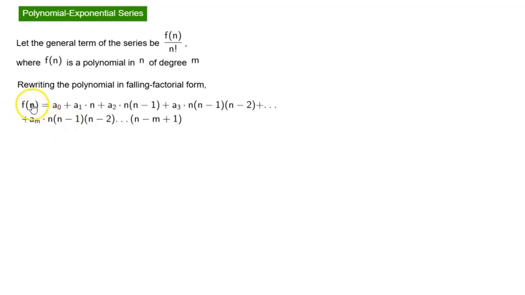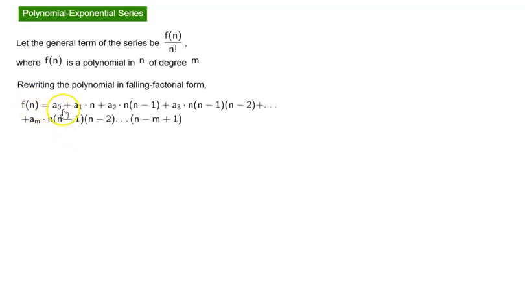Let us look at polynomial-exponential series. Let the general term of the series be f of n by n factorial, where f of n is a polynomial in n of degree m. Rewriting the polynomial in falling factorial form, we get something like this.